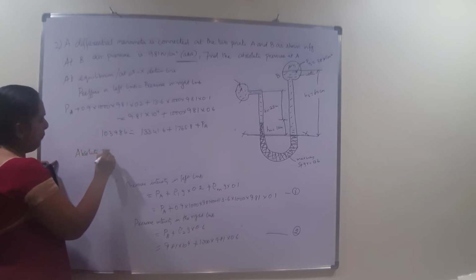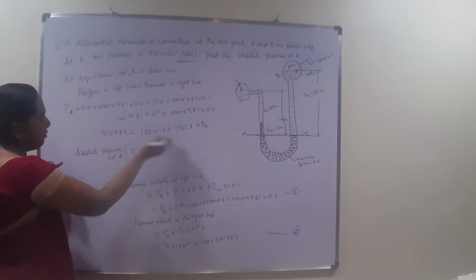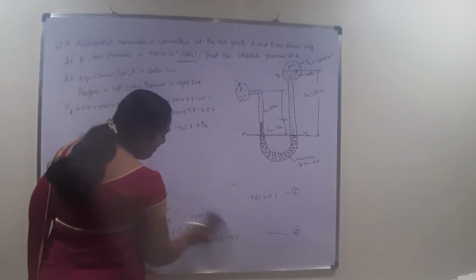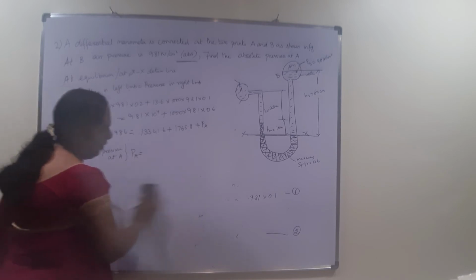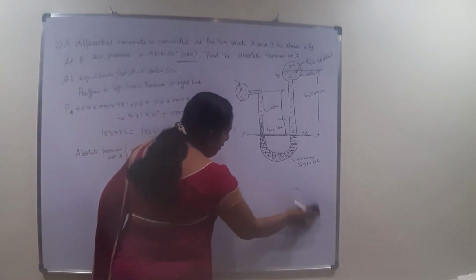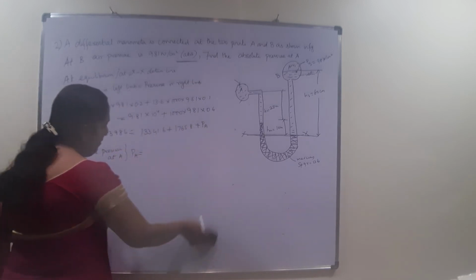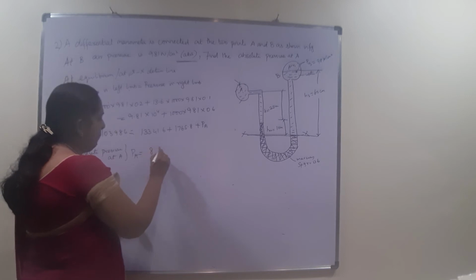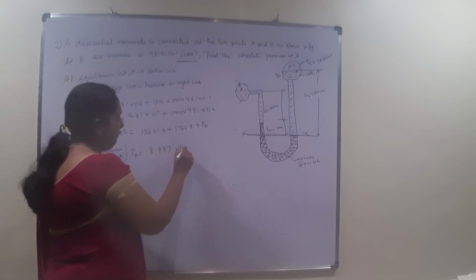The absolute pressure at A, that is PA, we have to find out. So just bring all the terms to one side, that is to the left side, so that you will be able to find the value of PA. And for the unit, please convert it in terms of Newton per centimeter square. Okay, so what will be your final answer? It is 8.887 Newton per centimeter square.